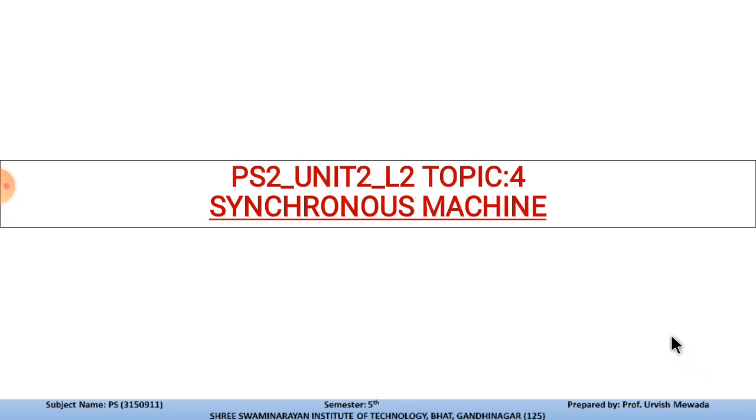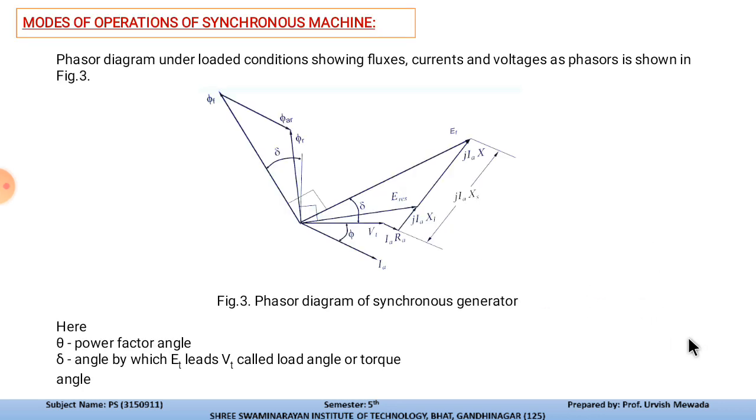In lecture number 1, we discussed the one line diagram of the power system, and from the one line diagram we formed the impedance diagram, and we solved the related examples. We also discussed the basic construction of the synchronous machine. Now today, the next subtopic of the synchronous machine is the modes of operation of the synchronous machine. So let us discuss which are the modes of the synchronous machine.